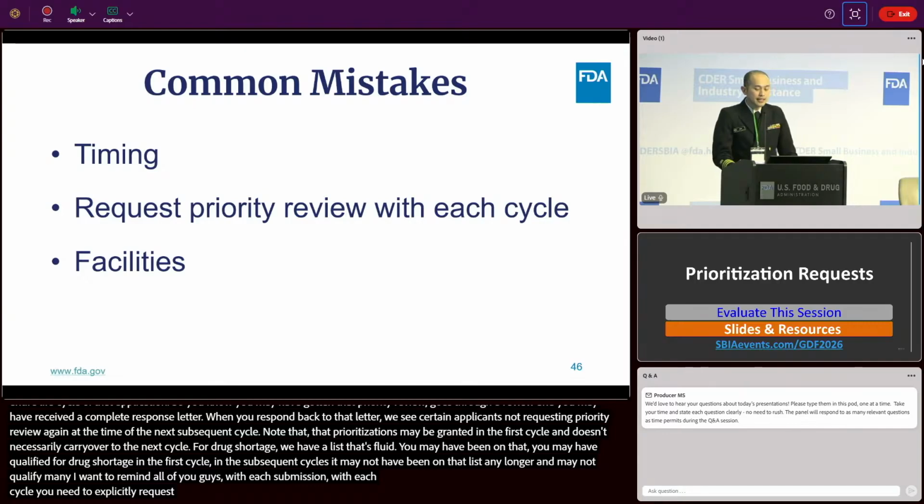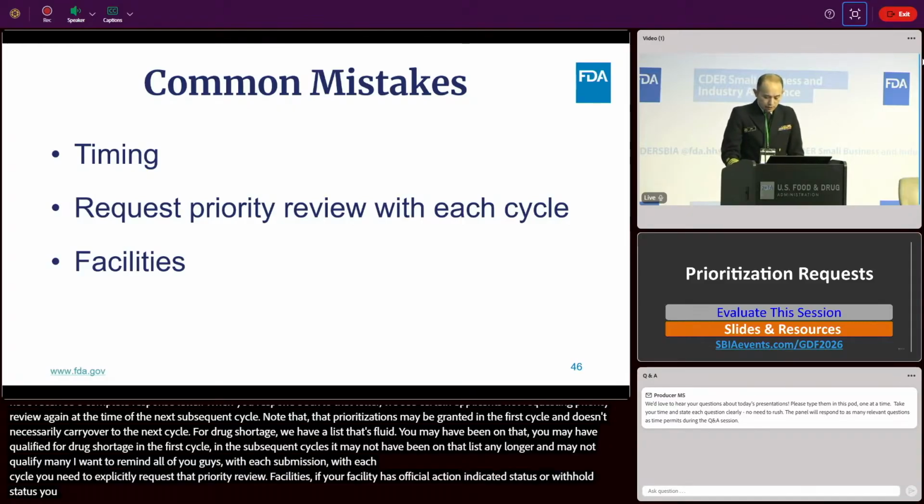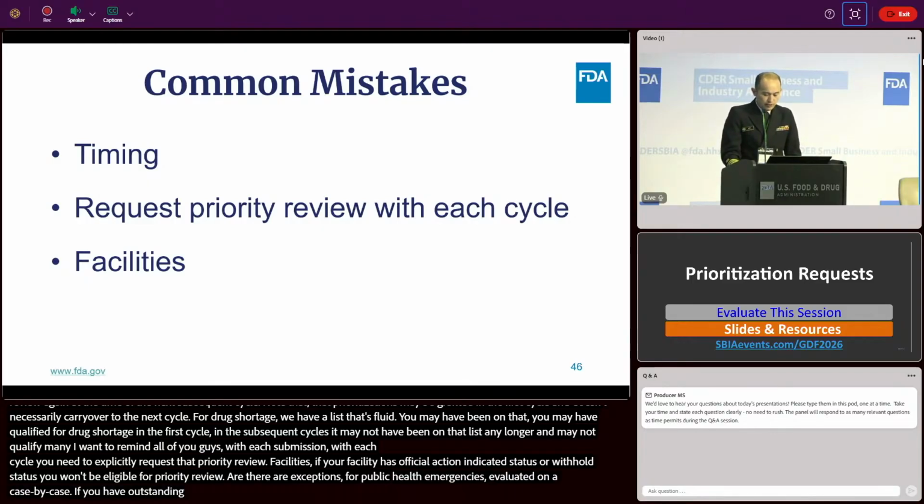Facilities. If your facility has an official action indicated status or withhold status, generally you won't be eligible for priority review. Now, there are some exceptions to that. Public health emergencies are evaluated on a case-by-case basis. If you have outstanding compliance issues at your facilities, you need to resolve those before you can benefit from receiving a priority review designation.